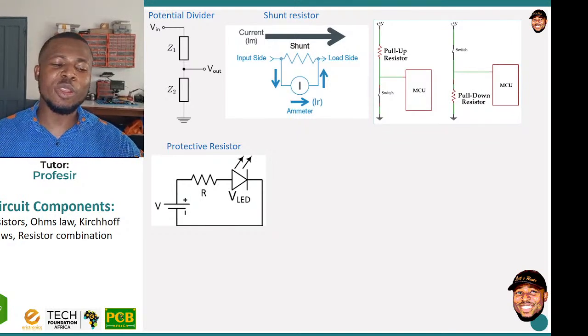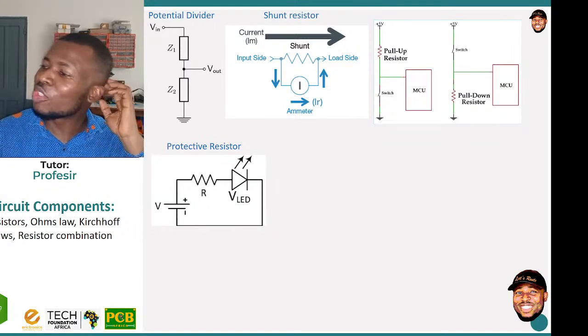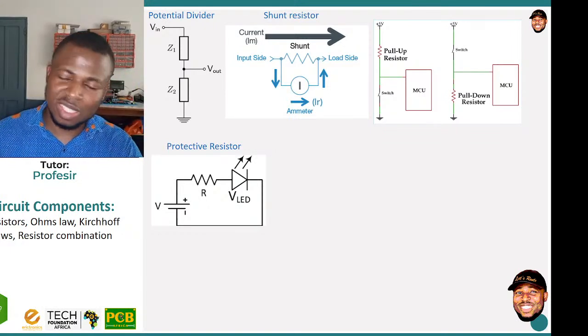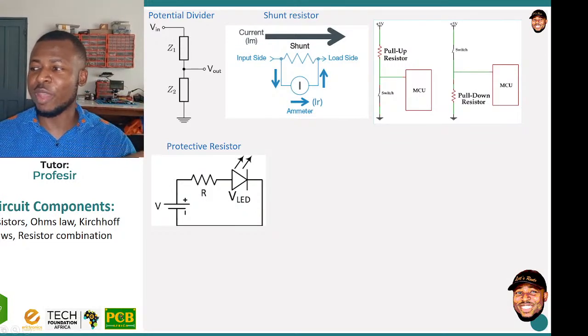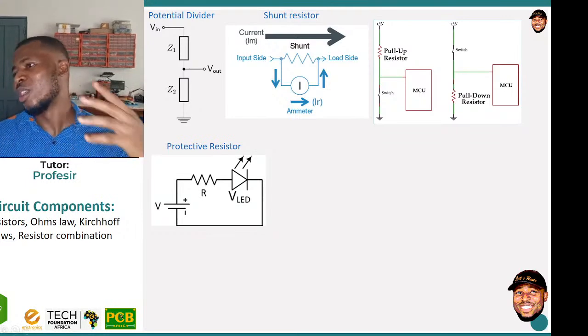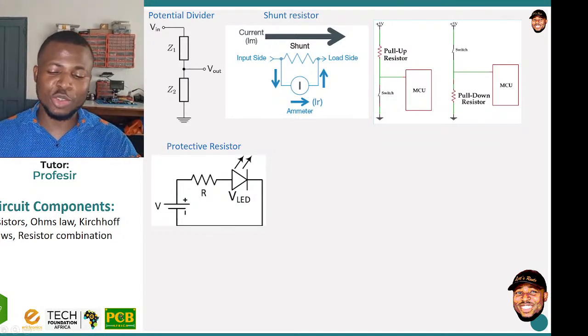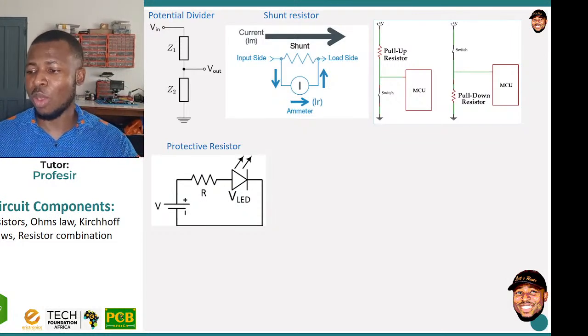Then if you also hear of something like a shunt resistor, sometimes you hear of putting a shunt resistor. A shunt resistor is basically a resistor that has a very low resistance. Usually we use them for current sensing. Okay, so if you tell any electronics engineer shunt resistor, it immediately gives them a clue about what that is.